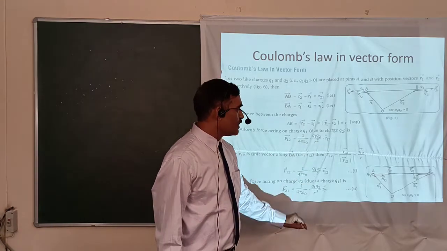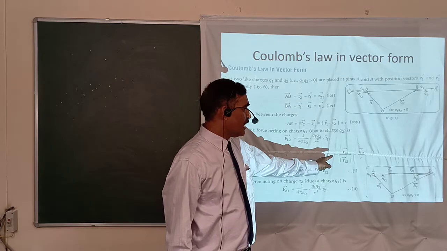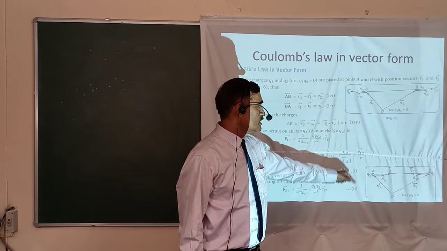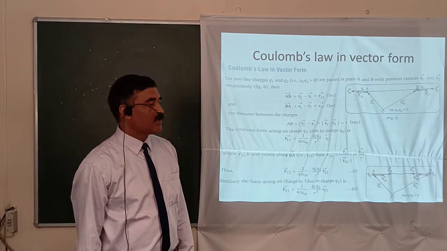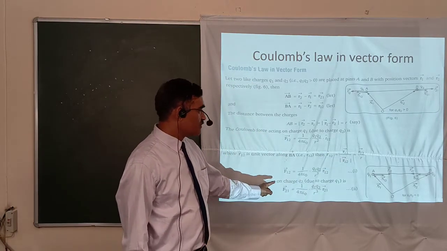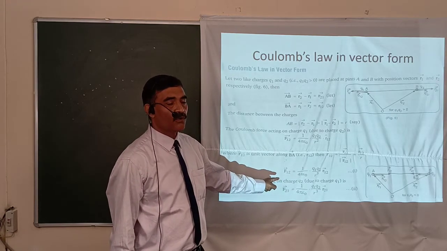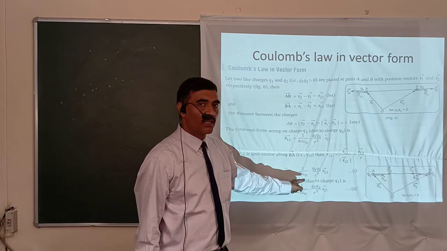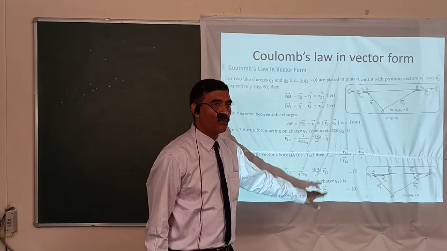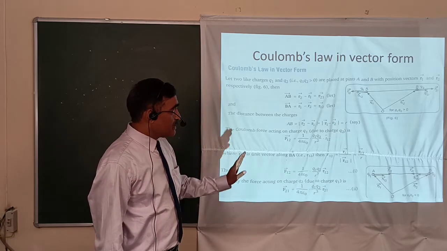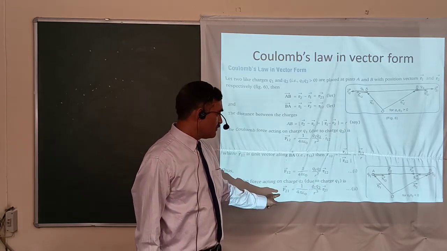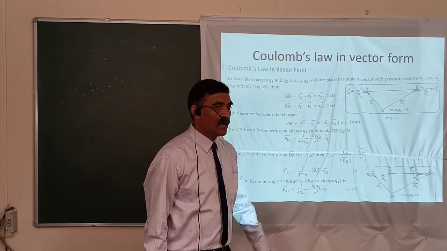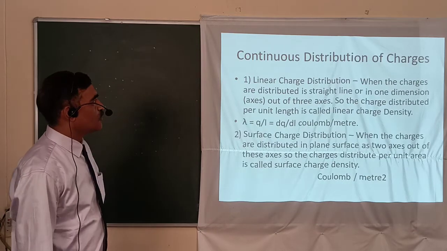Now in place of the unit vector R12, we can place the vector R12 upon the magnitude of the vector R12. Since the magnitude of the vector R12 is R, it can be written as vector R12 upon R. So the final equation will be F12, the force on charge Q1 due to charge Q2, equal to 1 upon 4 pi epsilon naught Q1 Q2 upon R cube R12. Similarly, the force on Q2 due to Q1 is 1 upon 4 pi epsilon naught Q1 Q2 upon R cube R21. So this is the vector form.